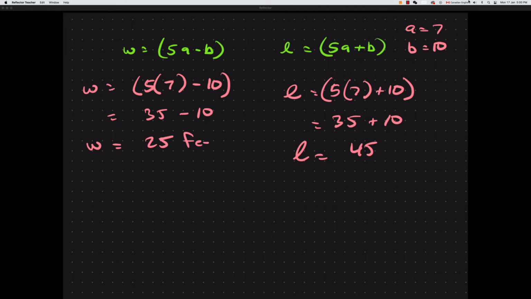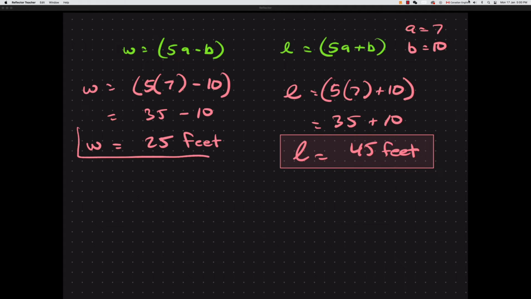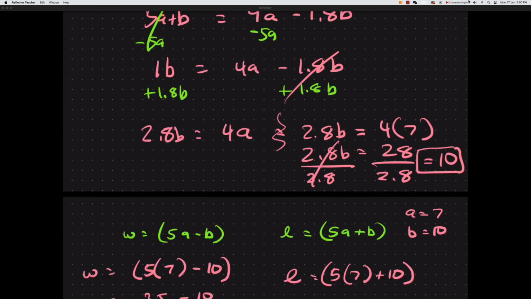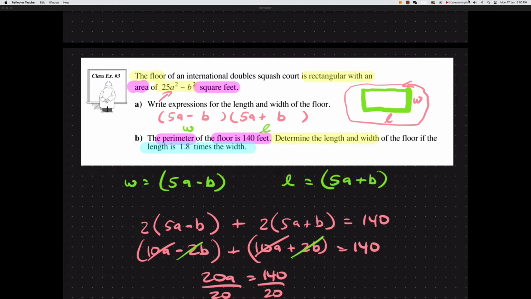Now don't forget that those units are in feet, so I would need to include that information to make the question 100% correct. And let's just go back to the question, make sure we're asking it. Determine the length and width of the floor. Did that. Now, how do I know if I'm right?